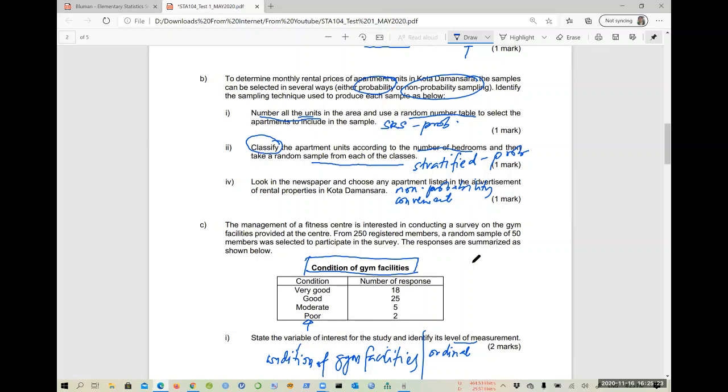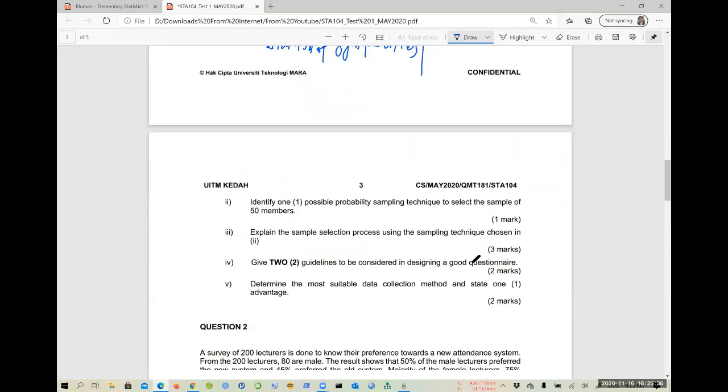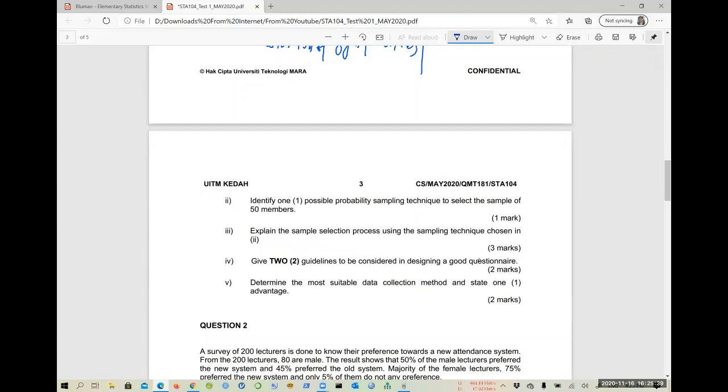So which one to be used? In this situation, you can answer both. You can use simple random sampling and you can also use systematic sampling. So for the second part here, identify one possible probability sampling technique to be used, your answer is either SRS or systematic. If you answer stratified or cluster or multi-stage, then it is wrong. But if you answer SRS or systematic, it is correct. Either one, you can give both, or just either one of these. Okay, so that is for 1 mark.